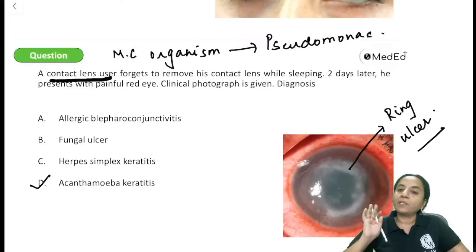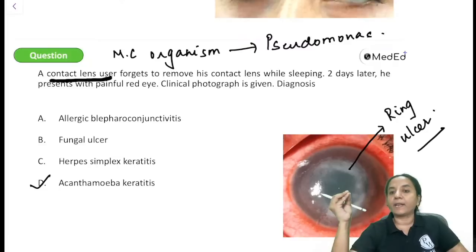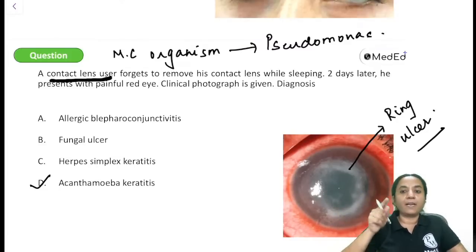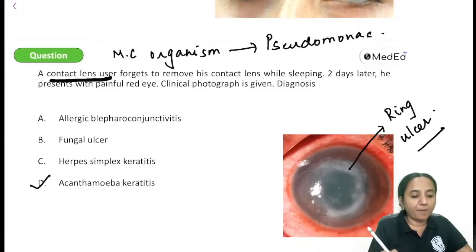But do not think that just because contact lens misuser is given, I have to mark acanthamoeba. No, in a contact lens misuser the commonest ulcer is caused by Pseudomonas. It's a bacterial keratitis. But because they have given us a ring ulcer, now we are sure that it is acanthamoeba keratitis.